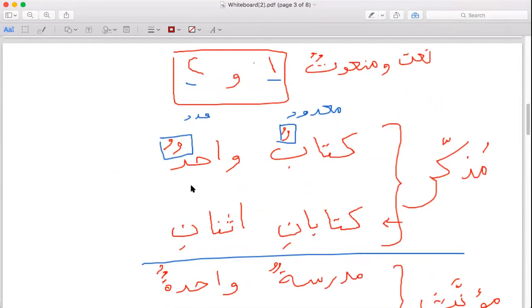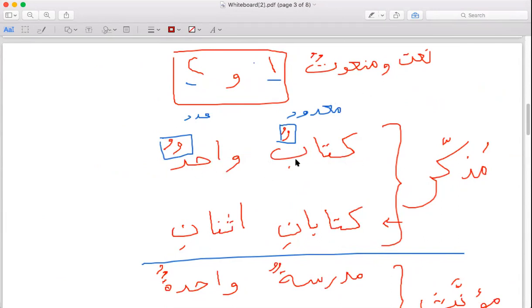Kitabun wahidun, kitabani ithnani. And we said that basically the combination of numbers for number one and number two was a relationship of na'at and man'ut, where the ma'dud will come first, followed by the adad, since the adad is the na'at, describing the object that's being counted. Also, since it's na'at and man'ut, the gender will match.